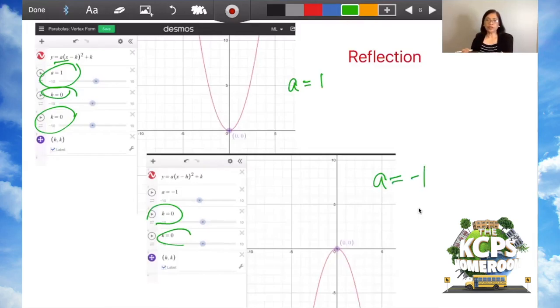What conclusion can you arrive at when we change the value from positive to negative? So a equals 1, the graph opens upward, and when a is negative, the graph opens downward. So that is a vertical reflection. Okay, next.